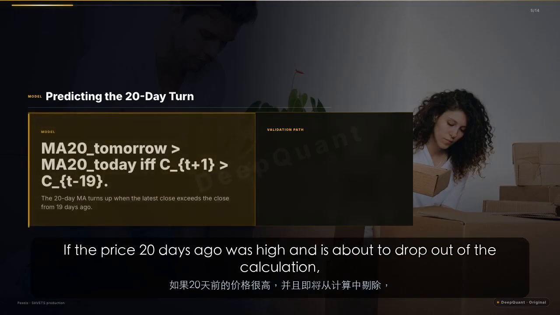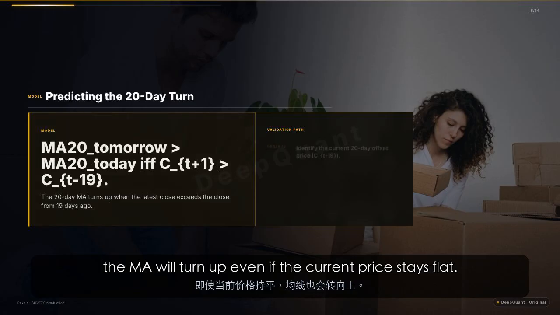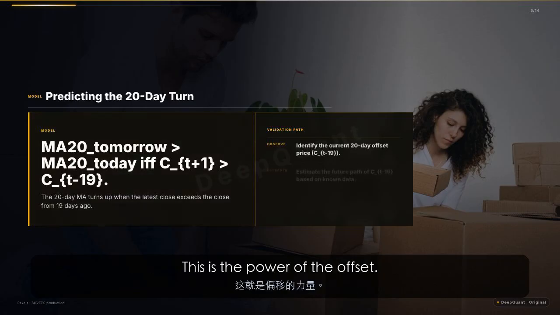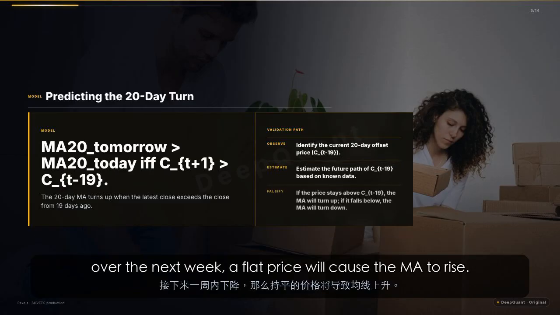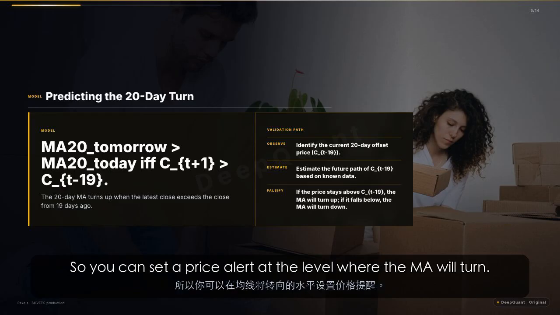If the price 20 days ago was high and is about to drop out of the calculation, the MA will turn up even if the current price stays flat. This is the power of the offset. For example, if the 20-day offset price is currently high and will decline over the next week, a flat price will cause the MA to rise.